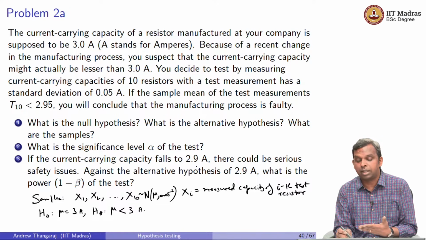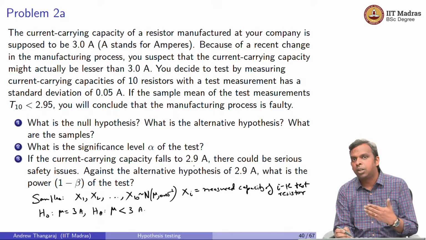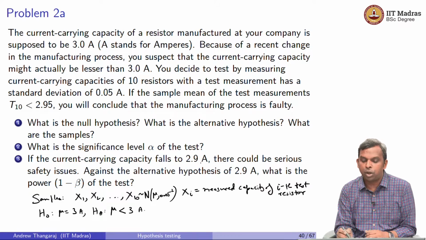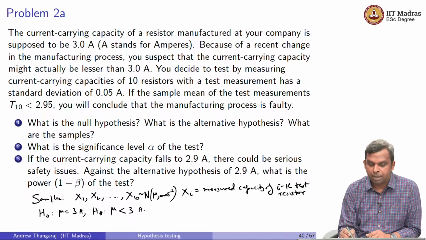If various designs have been done assuming that, there's a huge safety crisis. When something like this goes wrong, you go ahead and recall things, right? And recall has a huge cost for you. So at no point do you want it below 2.9. So type 2 error against 2.9 is very, very important to you. That's where the beta calculation comes from.